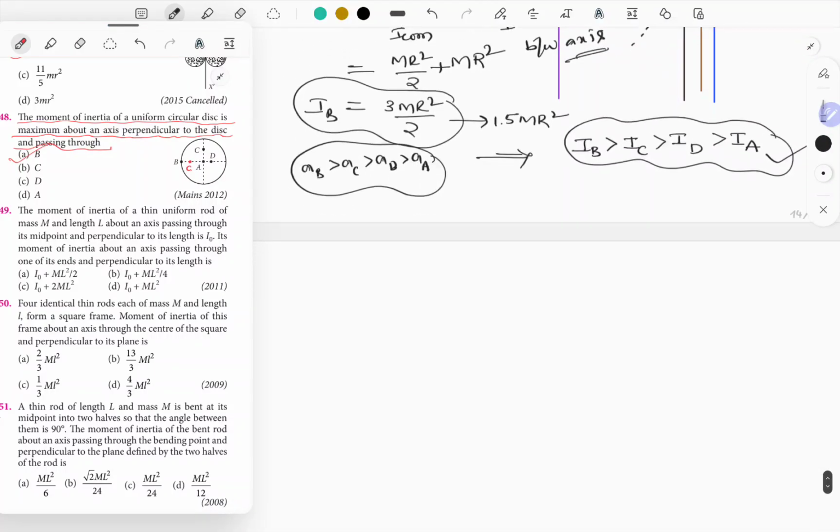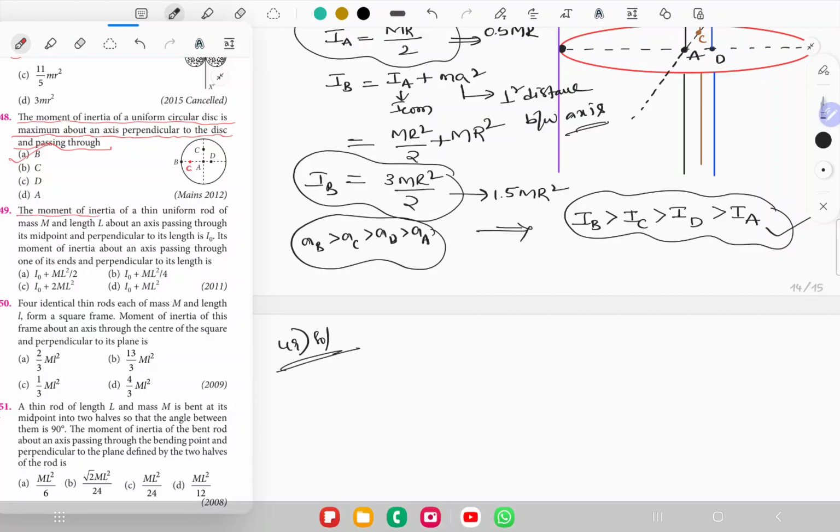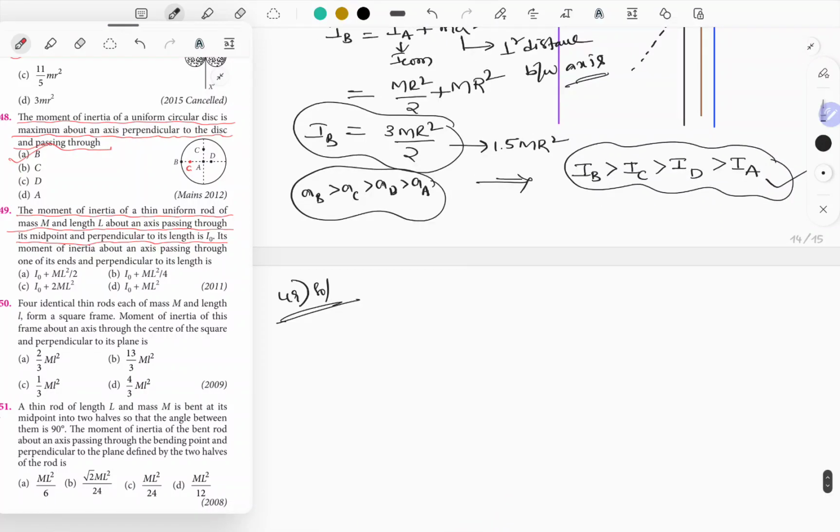Next, let's move on to the next question, 49. What is the question they're asking? The moment of inertia of a thin uniform rod of mass capital M and length L about an axis passing through its midpoint and perpendicular to its length is I naught. Let me represent whatever data they have given in the form of a diagram. So let's say a rod of mass capital M. The length of this rod is L.